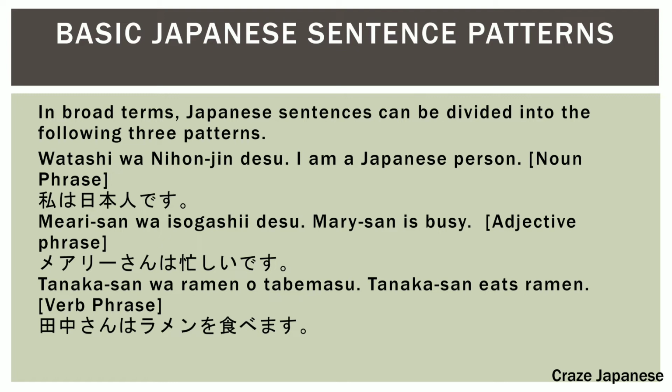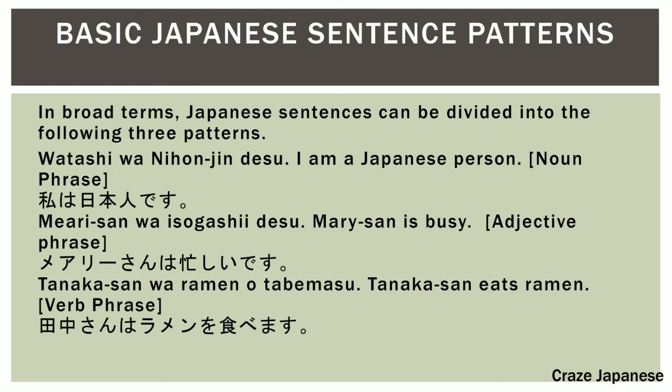It's a noun phrase. Okay, so next comes "Mary-san is busy." So this sentence is an adjective phrase, right? Because of "busy." Mary-san is busy. Okay, so we will say it: Mary-san wa isogashii desu. So it's an adjective phrase. And then last comes the verb phrase.